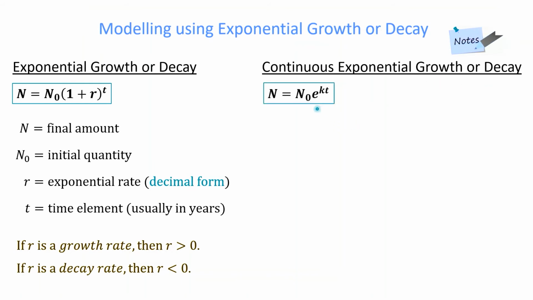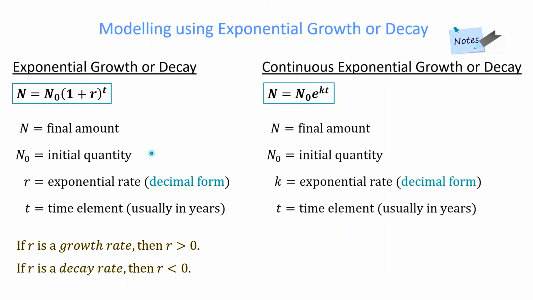And you'll notice here that we have a natural base e. All the other terms in this formula are identical to what we have here. The only thing that has changed is the letter r has been replaced with the letter k. But they still mean the same thing. It's still the exponential rate that has to be written in decimal form.